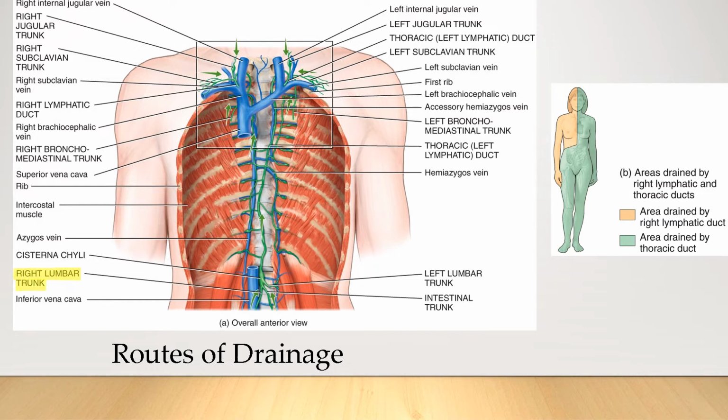The lumbar trunks will drain lymph from the lower limbs, the wall and viscera of the pelvis, the kidneys, the adrenal glands, and the abdominal wall. The intestinal trunk drains lymph from the stomach, intestines, pancreas, spleen, and part of the liver. The bronchomediastinal trunk drains lymph from the thoracic wall, lung, and heart. The subclavian trunks drain the upper limbs. And then the jugular trunks will drain the head and the neck.